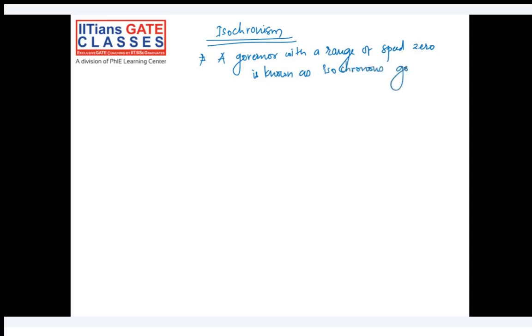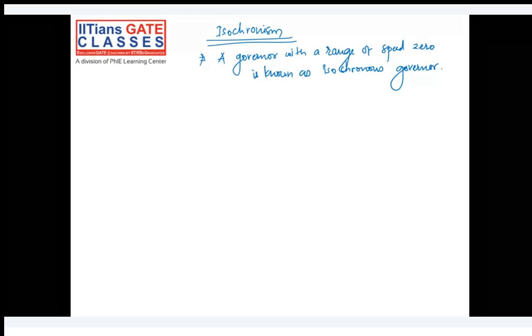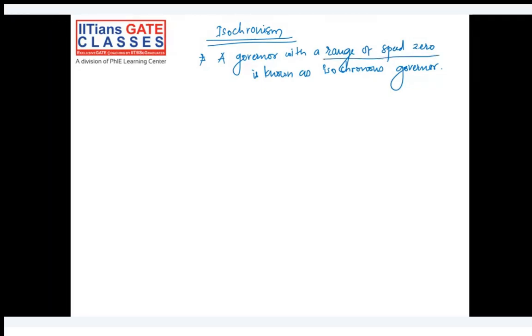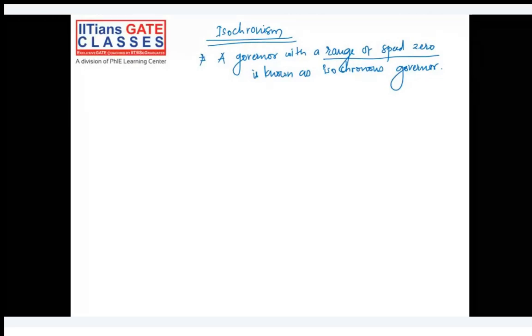Okay, this is known as an isochronous governor. What is the meaning of it? Let's say the range of speed is zero. Let me just explain it to you through the position of the sleeve and balls.